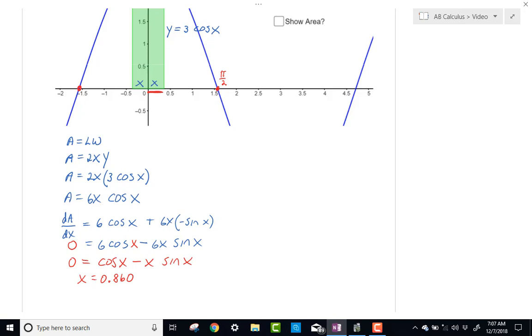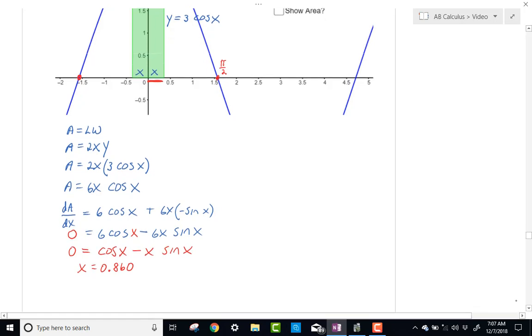If I do my y value from there, I would plug x into the original equation. So my y value is going to equal 3 times cosine of 0.860, which means my y value is going to be 1.957, okay? And then I can write out my dimensions, okay?